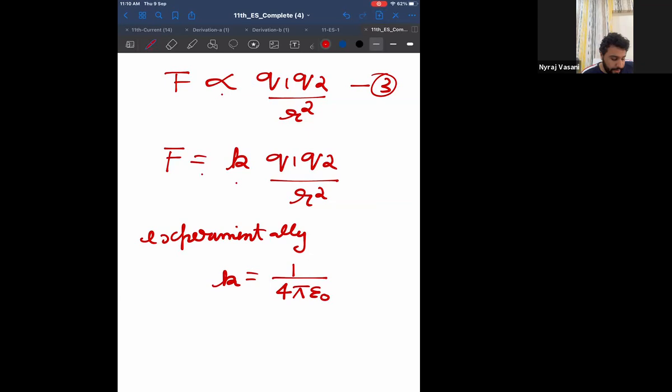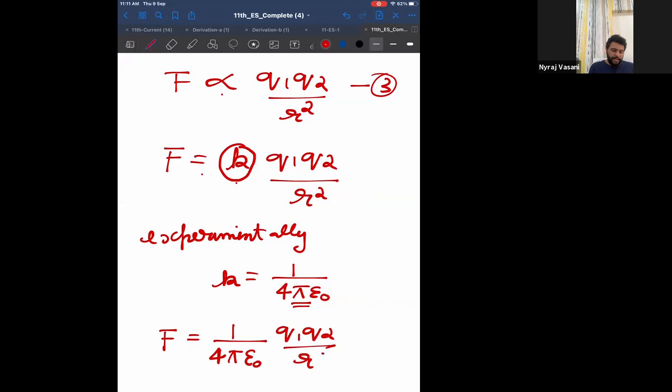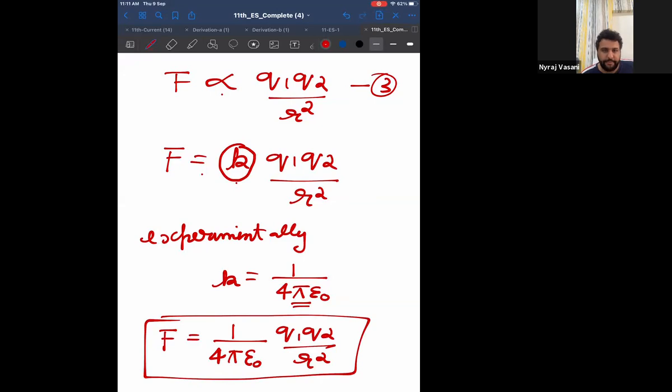Experimentally, Coulomb found that the value for K is 1 by 4 pi epsilon naught. Now, what is epsilon naught? All that I'll explain. Therefore, tell me what will be the formula for force. F is equal to 1 by 4 pi epsilon naught Q1 Q2 upon r square. This is your Coulomb's law. First, finish copying this much. Epsilon naught is the pronunciation.